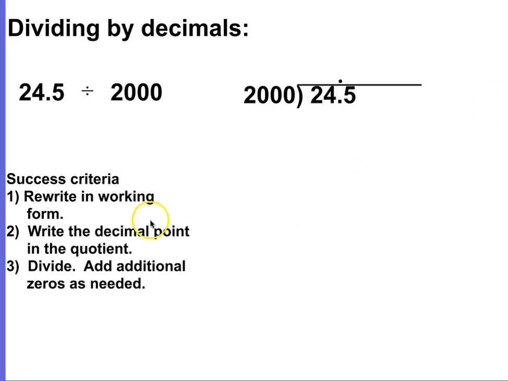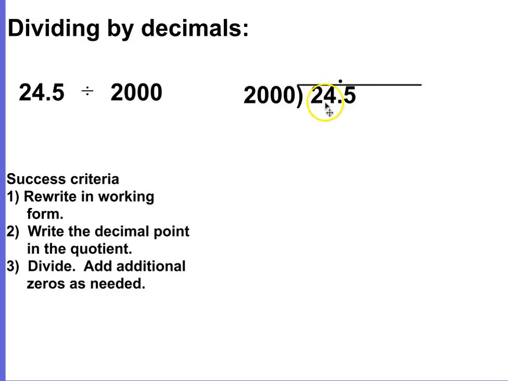Dividing by decimals. This is the success criteria we worked with this year. Rewrite in working form. This is your division statement. This is the working form. Write the decimal point in the quotient. So here is your decimal point. We're dividing by a whole number, so you write your decimal in the quotient and then you divide.